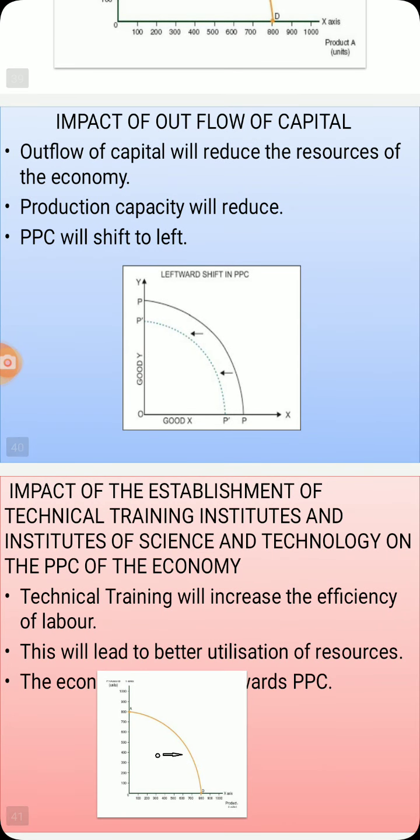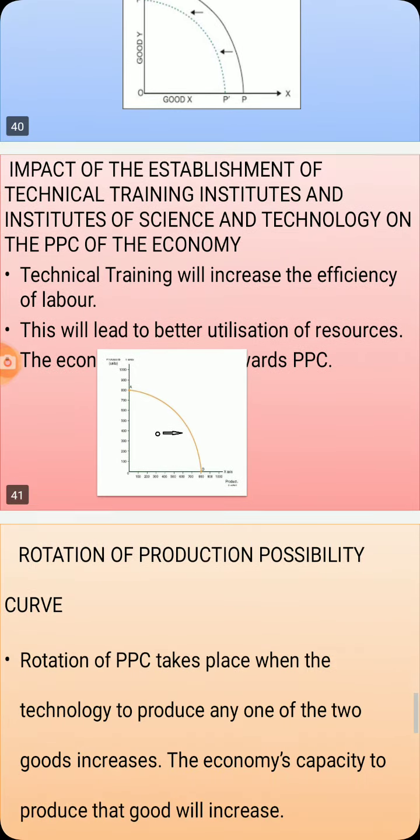Impact of outflow of capital, that we have also read: if we are reducing the resources, what will happen if we have the outflow of capital? If our capital is going, our production possibility curve will shift leftward. Clear?